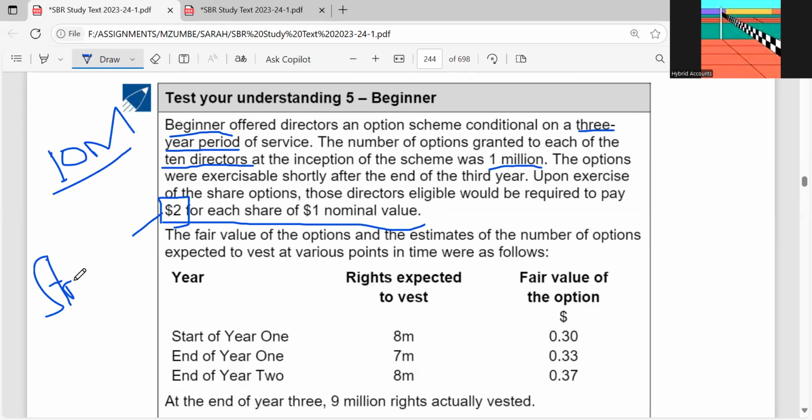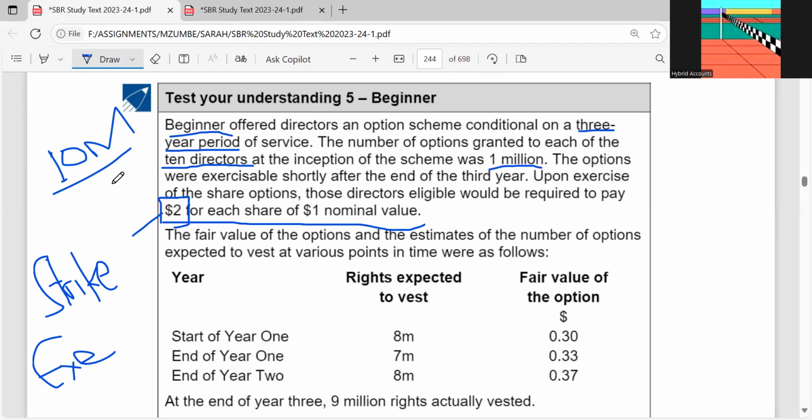We say, okay, you have earned the right to have these options, and you can exercise them. But to exercise them, you have to pay $2 for each, the strike price or exercise price. So you choose. You either exercise or you let it lapse. We're going to see that. You can see now the fair value of the options and the estimates of the number of options expected to vest at various points in time are as follows.